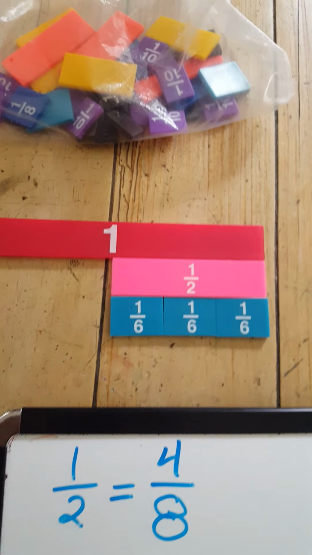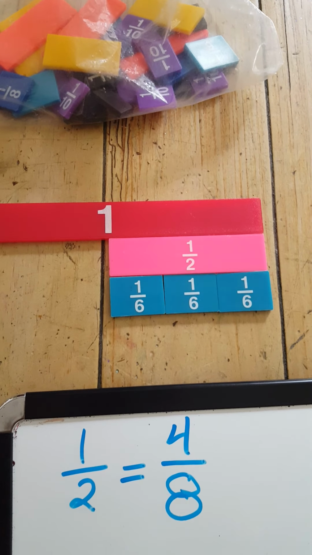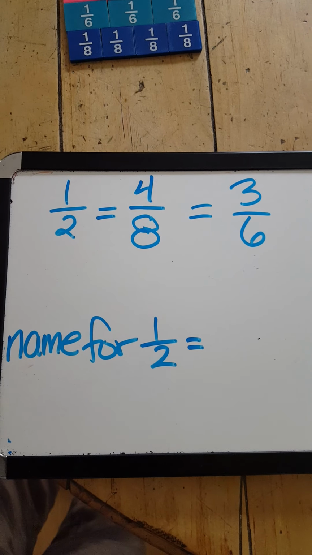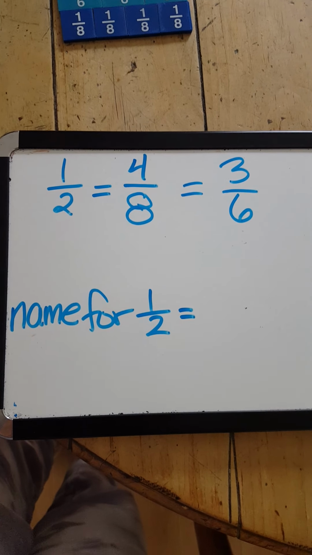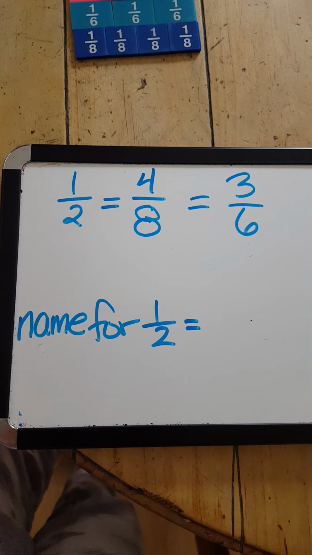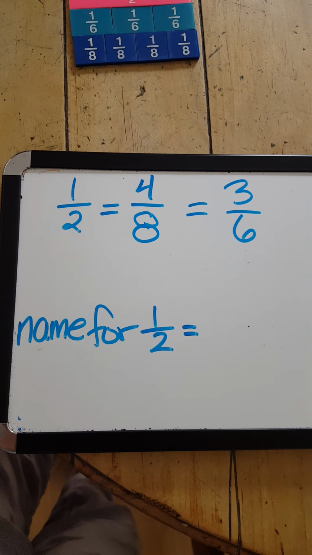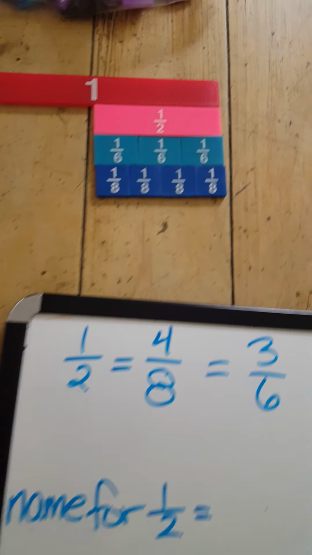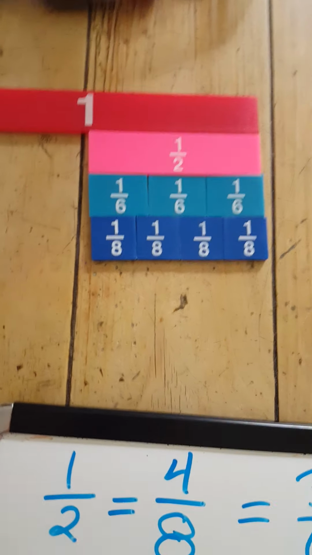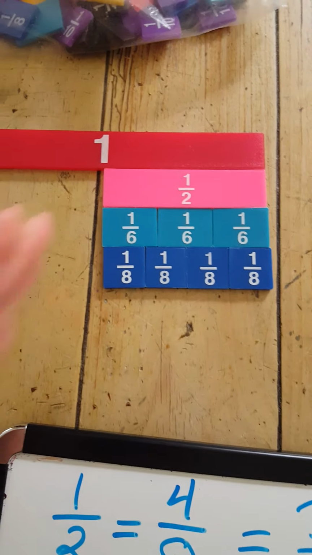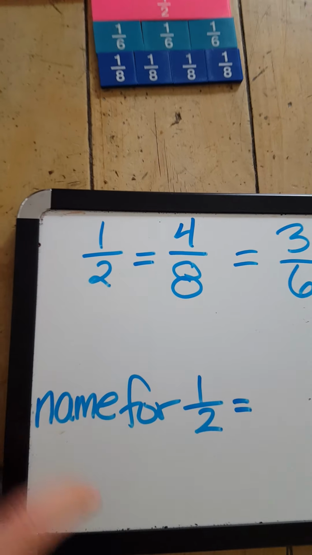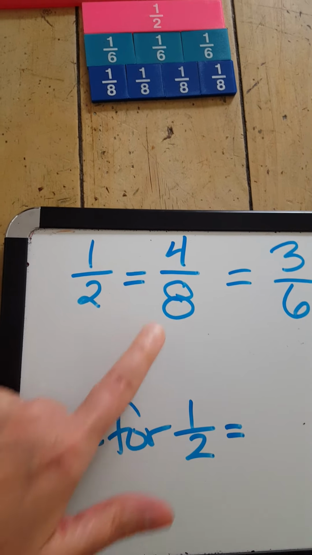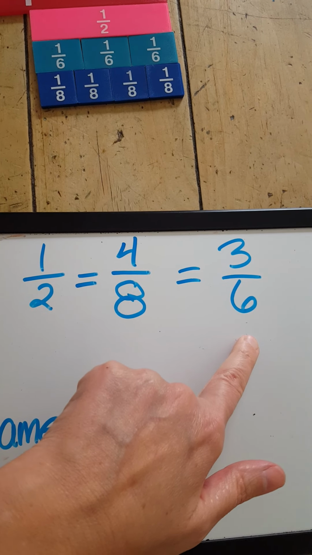So let me write that down in our list. So I said 3/6. Okay, so now we have 3 different fractions that are equivalent or equal to each other because they represent the same amount of space. And while I was paused, I put back my 1/8 so that you could see it's all the same amount of space, okay? So that's why they're equivalent. And we can say names for 1/2 are 4/8 and 3/6.